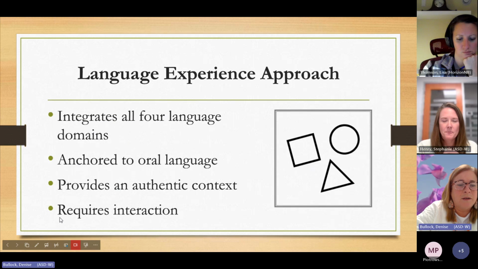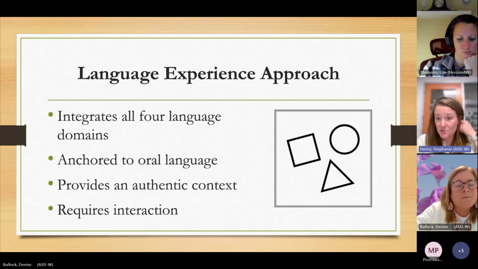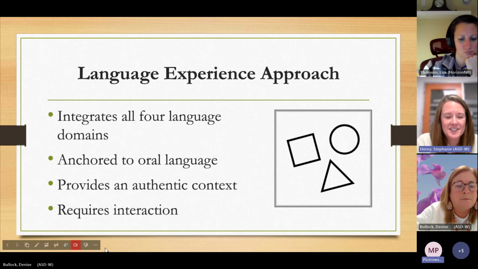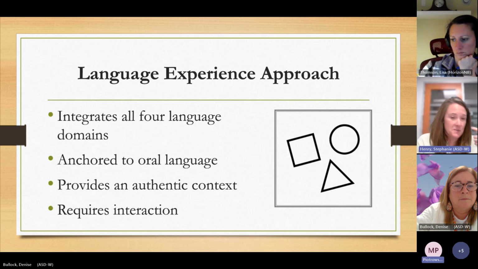All right. Okay, the next one. So I'm going to talk about language experience approach, which is one of my favorite ways to approach reading and writing with EAL students, especially at like the A1, A2 levels. But I have used it at higher levels as well. So language experience approach, it's abbreviated often as LEA. You might see it that way.